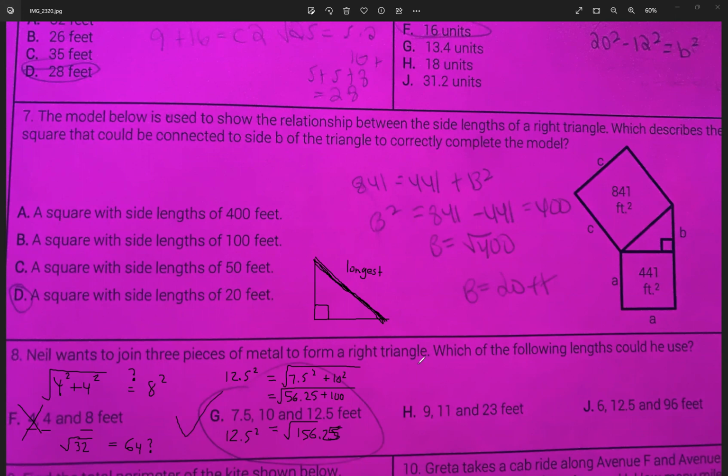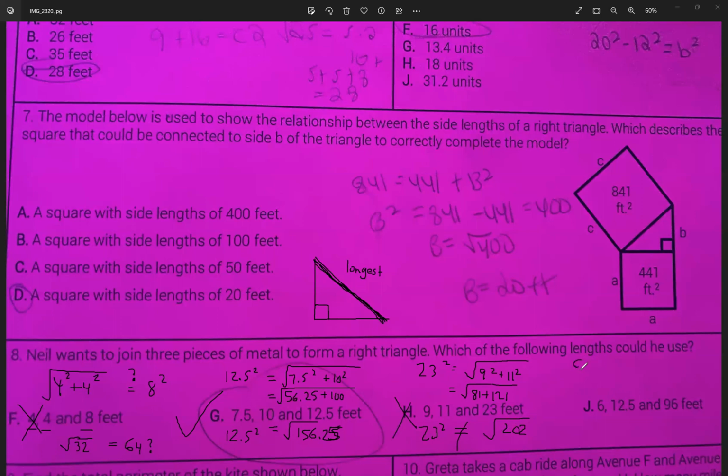Okay. Let's check this one though, just for the practice. 23 squared, does that equal 9 squared plus 11 squared? This will be 81. This will be 121. 81 plus 121 is 202. This is root 202. That does not equal 23 squared. So it's not that one. 23 squared is the same thing as 529.